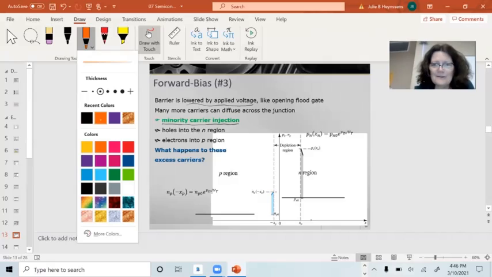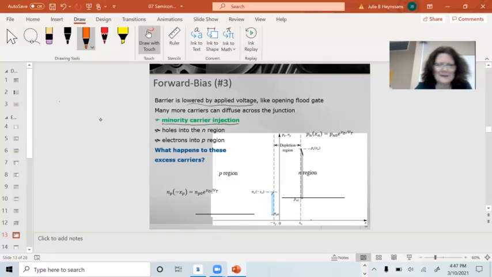Okay, I'm going to use my fingers. Minority carriers are N-type carriers in the P region and P-type carriers in the N region. They still exist. They're still an important contribution to the current. There's just not quite as many of them, and that's why they're minorities.